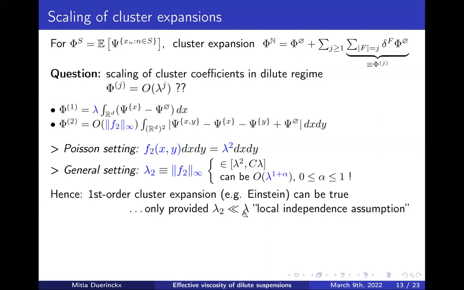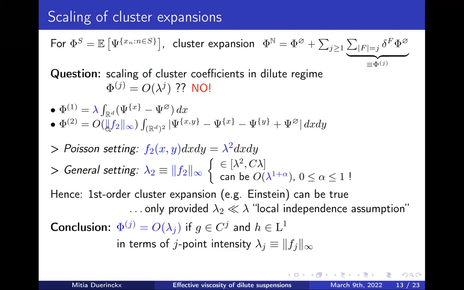So this is exactly the assumption that you would need, which is some kind of local independence assumption. You don't need to have really a Poisson behavior. You just need lambda 2 to be much smaller than lambda. So this is exactly the condition. And more generally, if you look at the jth term, it will not be like lambda to the power j, but it will be like lambda j, as I will call it. That will be my j point intensity, which is just the infinity norm of the j point density. Now we understand the size of the different terms.